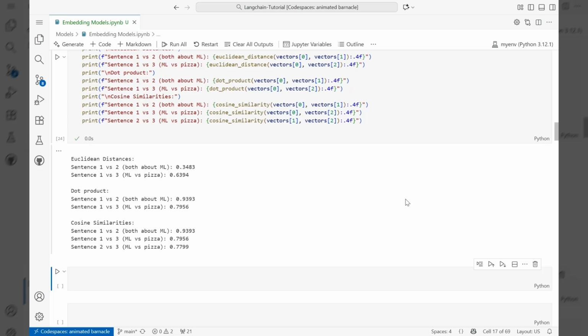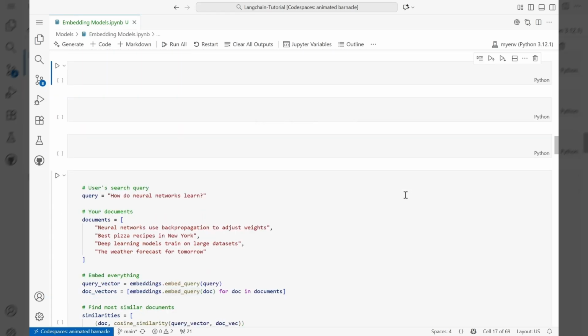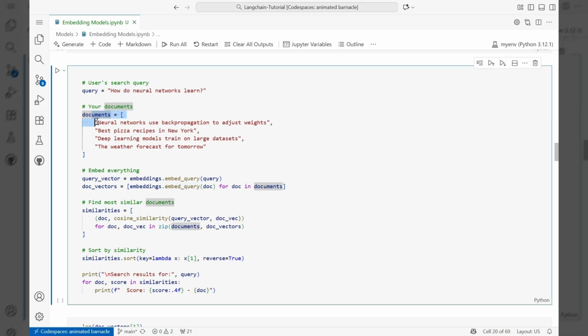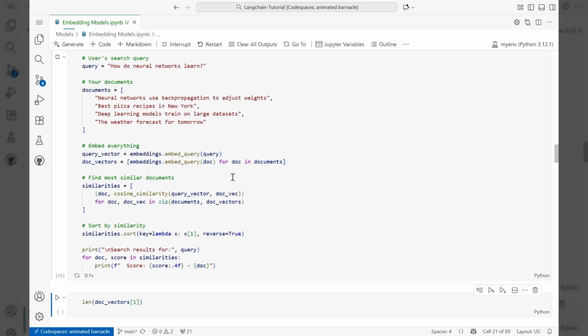Now see a practical example where we will build a search system. We have one query, how do neural networks learn, and we have four responses, and we'll see which response is most similar to that query, or try to find the best response for that query. For that, first I am creating the embedding of the query separately and the embeddings of the four responses separately. Then I calculate the cosine similarity between the query and each response, and whichever has the highest score will be the best response. Let me run it.